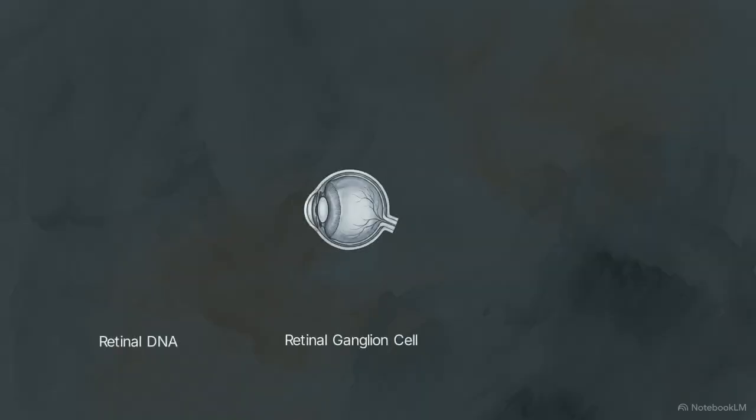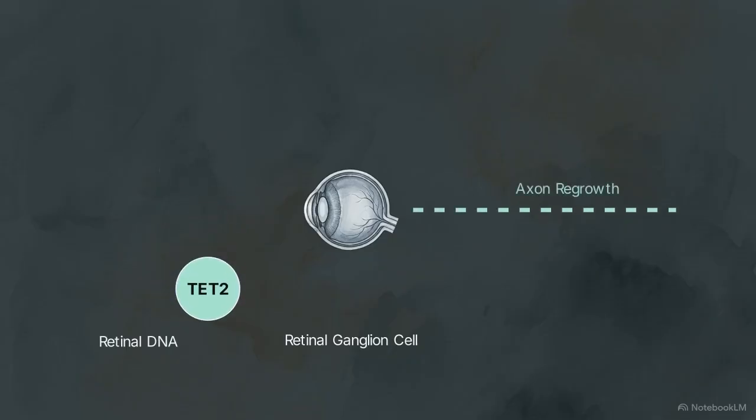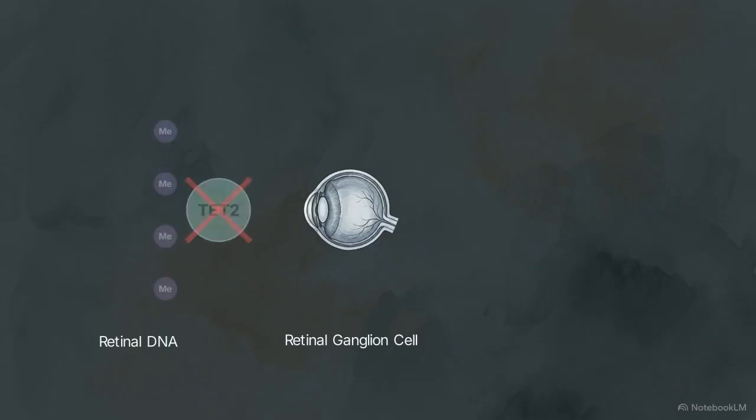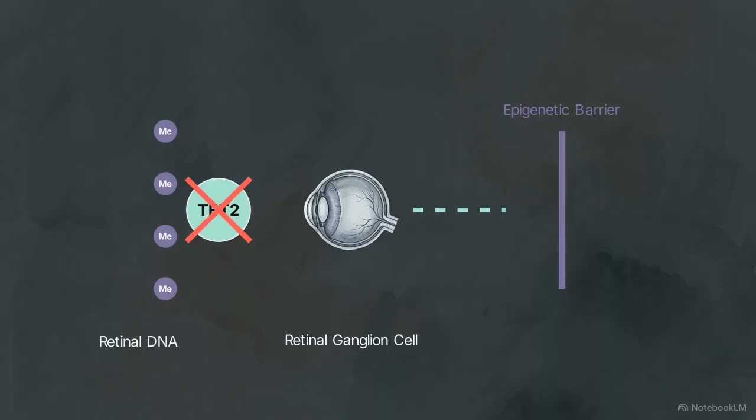This schematic shows the biochemical requirements for repair. Axonal regrowth in the retina is dependent on TET2 enzymes, which must physically cleave off methyl groups to demethylate the DNA. If these TET2 enzymes are blocked, the regenerative effects are lost. Without active demethylation, the cell cannot overcome the intrinsic barriers to axon regrowth.